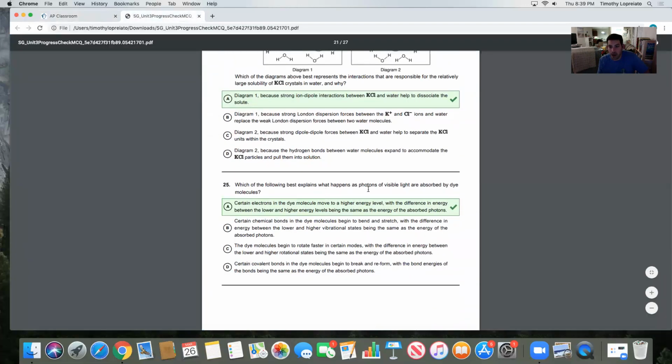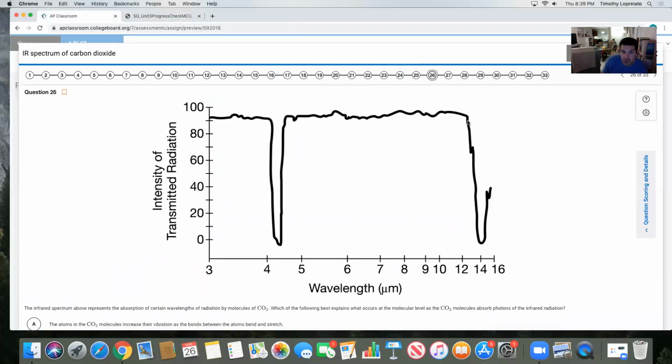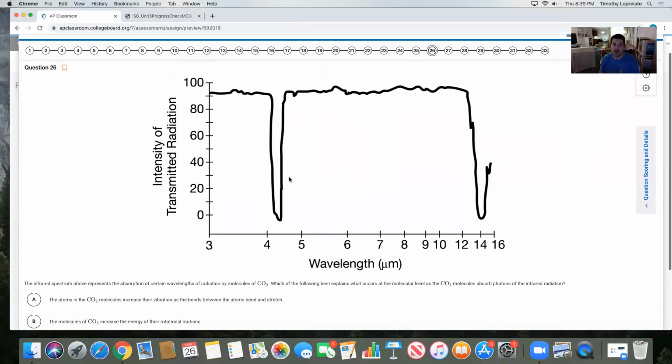Ooh, choice A. Wahoo! All right, so again, visible spectroscopy, ultraviolet, we are moving electrons to higher energy states, which is something we've seen before in electronic structure. It's nothing that we should be unfamiliar with. All right, question 26. Ooh, intensity of transmitted radiation, and we have the wavelengths.